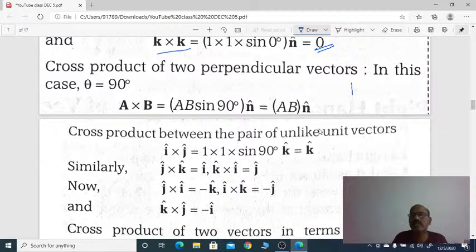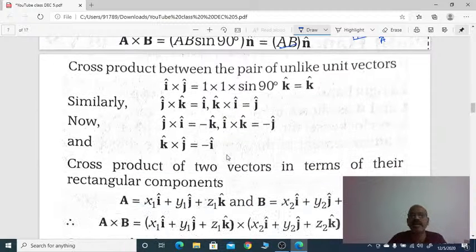Now, the cross product of two perpendicular vectors. If the two vectors, A vector and B vector, are perpendicular to each other, the angle between them is 90 degrees. Then what is the cross product of these two vectors? A cross B equals AB sin 90, and sin 90 is 1, so AB.